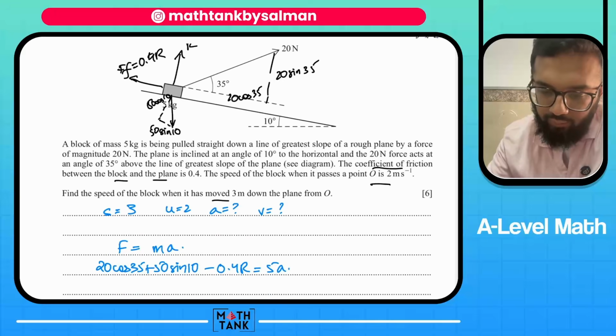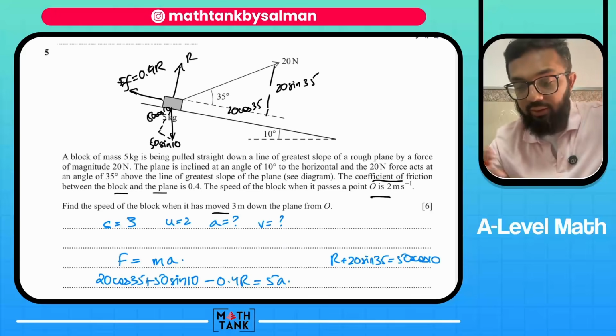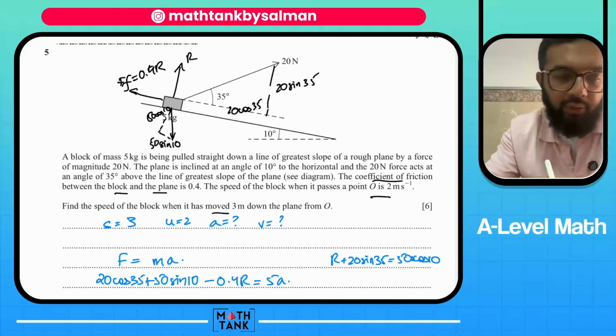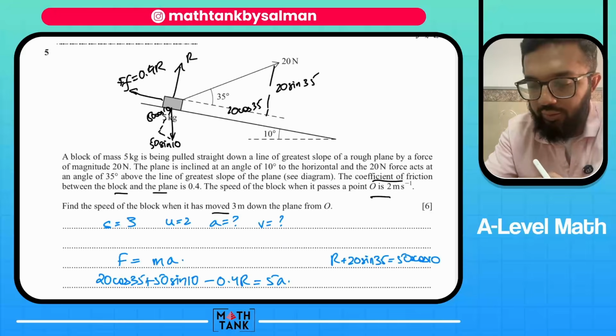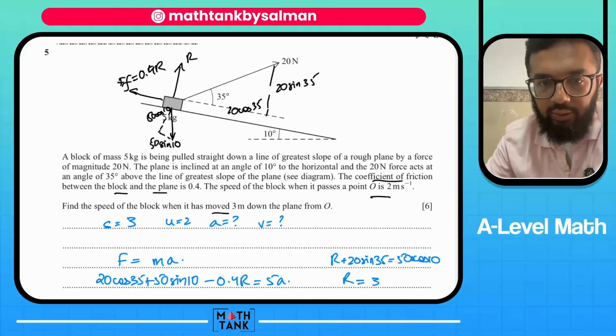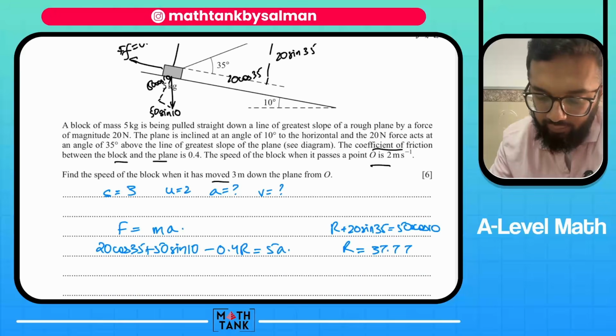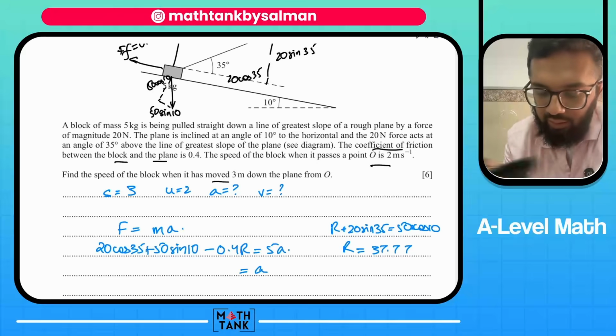Okay, so how do I figure out R first? I'm going to say up forces equals down forces. I think it's a very easy question unless I make a very silly mistake somewhere. I should get it right on the first go. 50 cos 10 minus 20 sine 35. R is coming out as 37.77. That is my value for R. I will use that to find a.